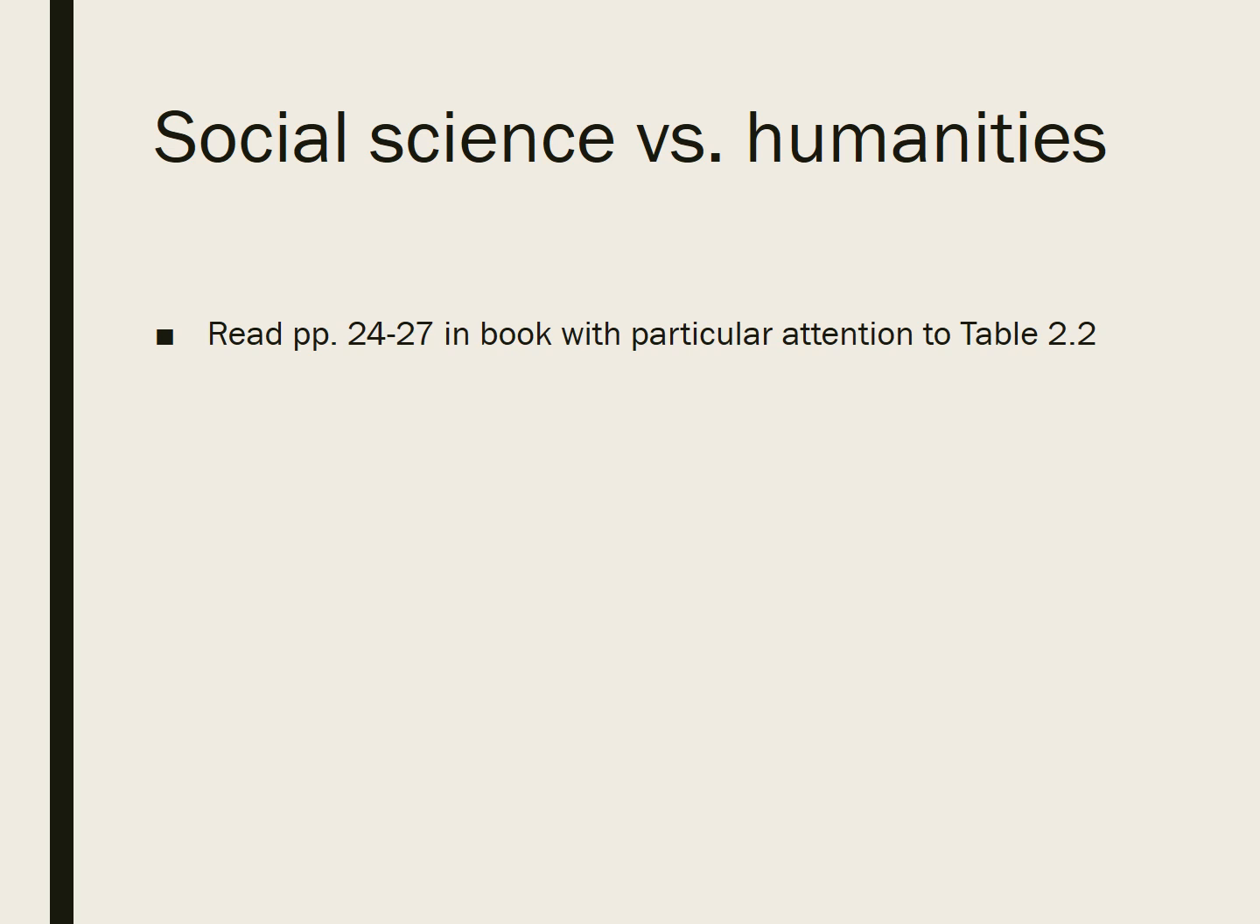Now, the last thing is the difference between social science and humanities. I don't really need to talk about that right now. I think the best thing to do is just read pages 24 through 27 in the book, with particular attention to Table 2.2. That table provides a good opportunity to ask a test question, so I think it's pretty straightforward. So pay attention to that.